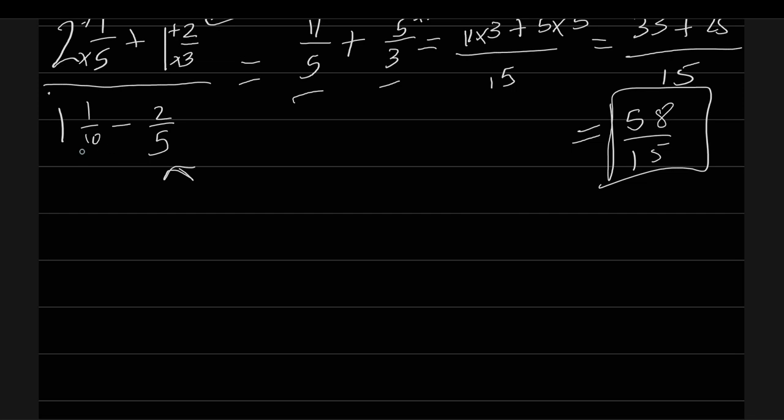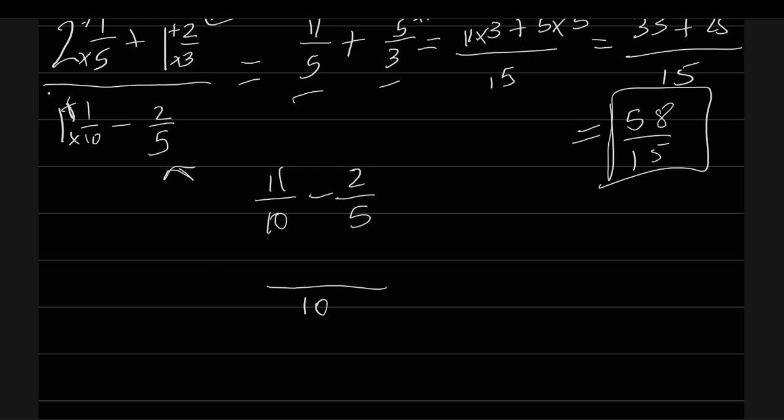We change this to an improper fraction again. This will be 10 times 1 plus 1: 10 times 1 is 10, plus 1 is 11 over 10. Subtract 2 over 5. It's looking kind of messy on the board, but let's work. Once again, we find the LCM between these two denominators, because they are different, and we see that the LCM here would be 10.